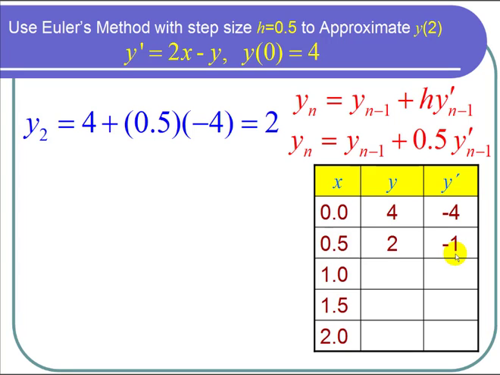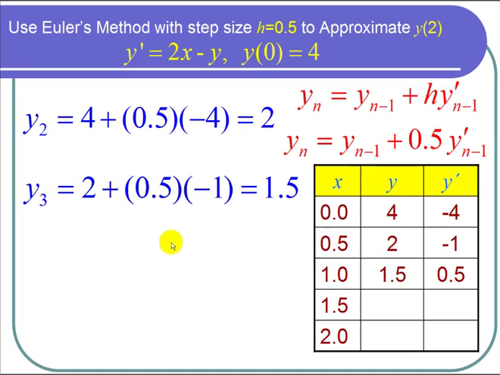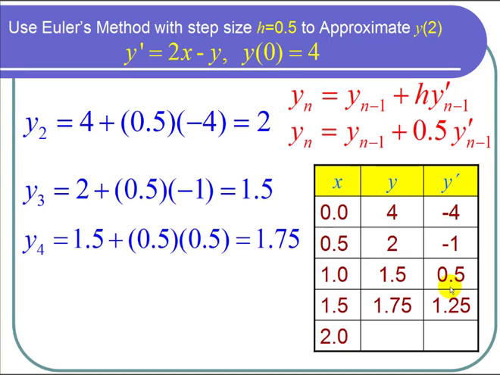So then we keep going. Let's find our next value of y. We plug in 0.5, 2, and our slope is negative 1, and that gives us our next value of 1.5 for y. Then we plug in 1 and 1.5 into our slope equation and get y prime is equal to 0.5. So we do it again.